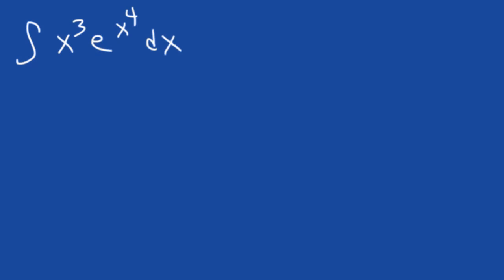Let's try x cubed times e raised to the x to the fourth. So what should we make u equal to, x cubed or x to the fourth? If u is x cubed, du will be 3x squared, and that would not completely get rid of x to the fourth. But if we make u equal to x to the fourth, du will be equal to 4x cubed, and that can get rid of the x cubed. So let's make u equal to x to the fourth.